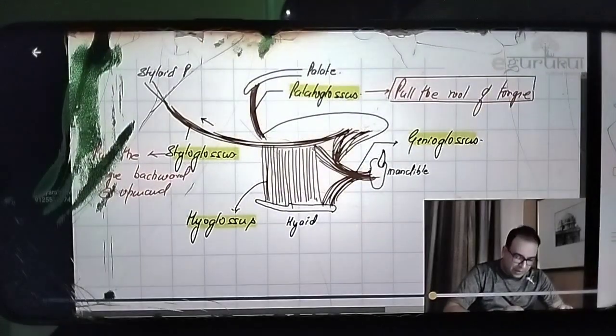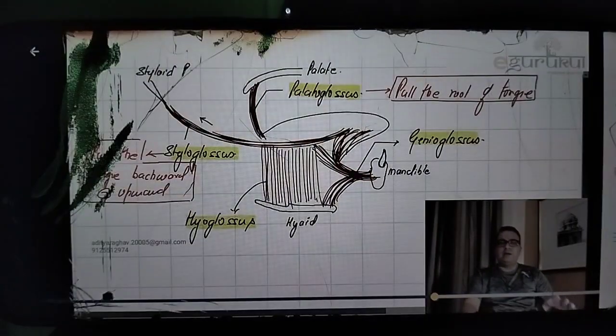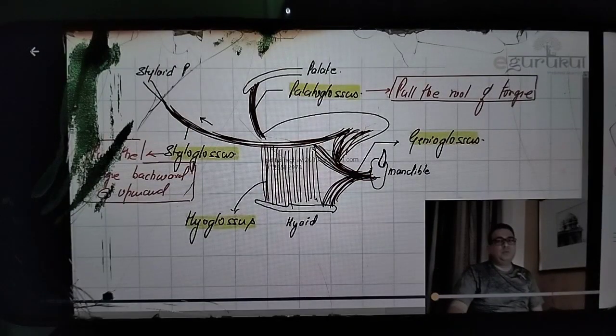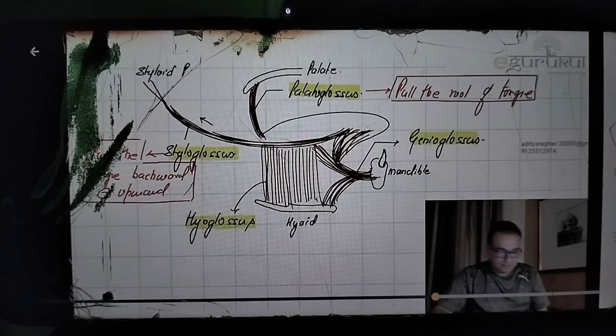Those who have their head and neck exam coming up, I told you that in head and neck, one of the very important long questions is the tongue. I would say after thyroid gland and parotid gland, the tongue is probably the third of the three most important long questions.